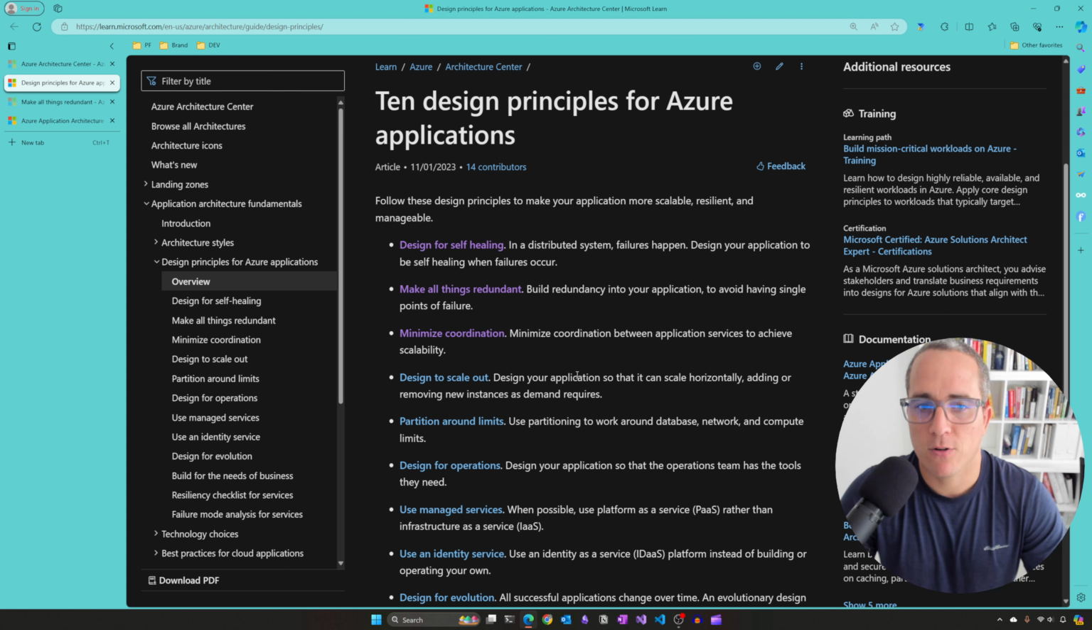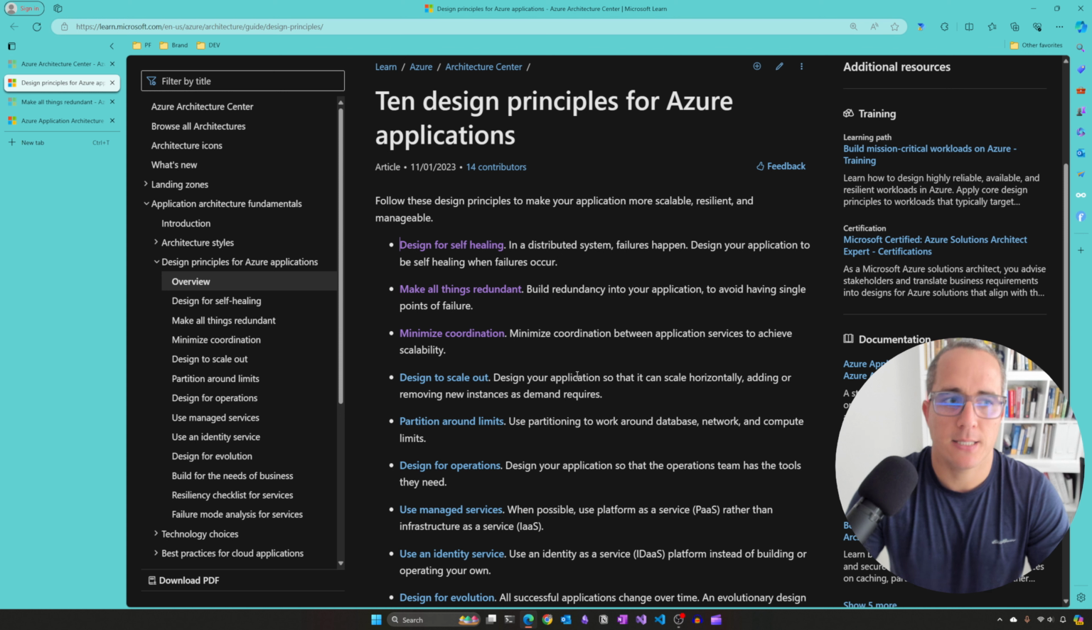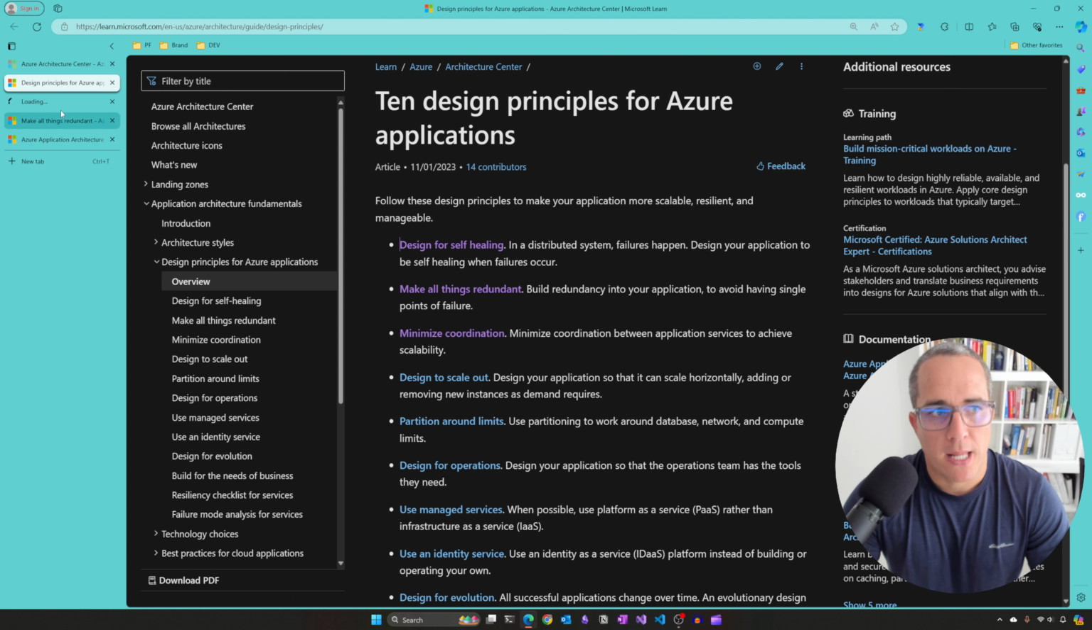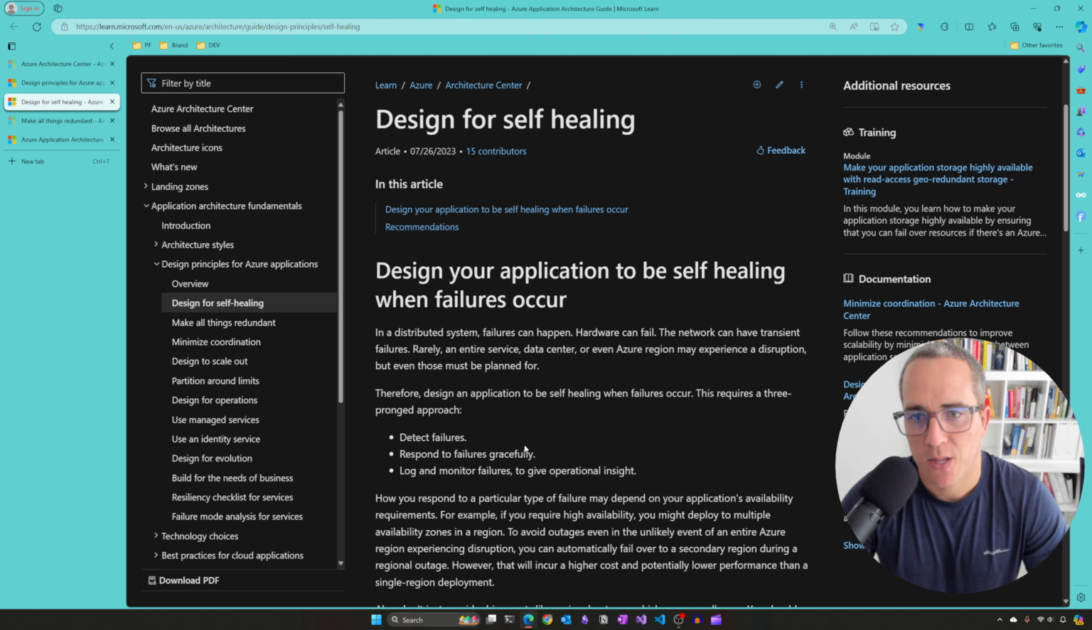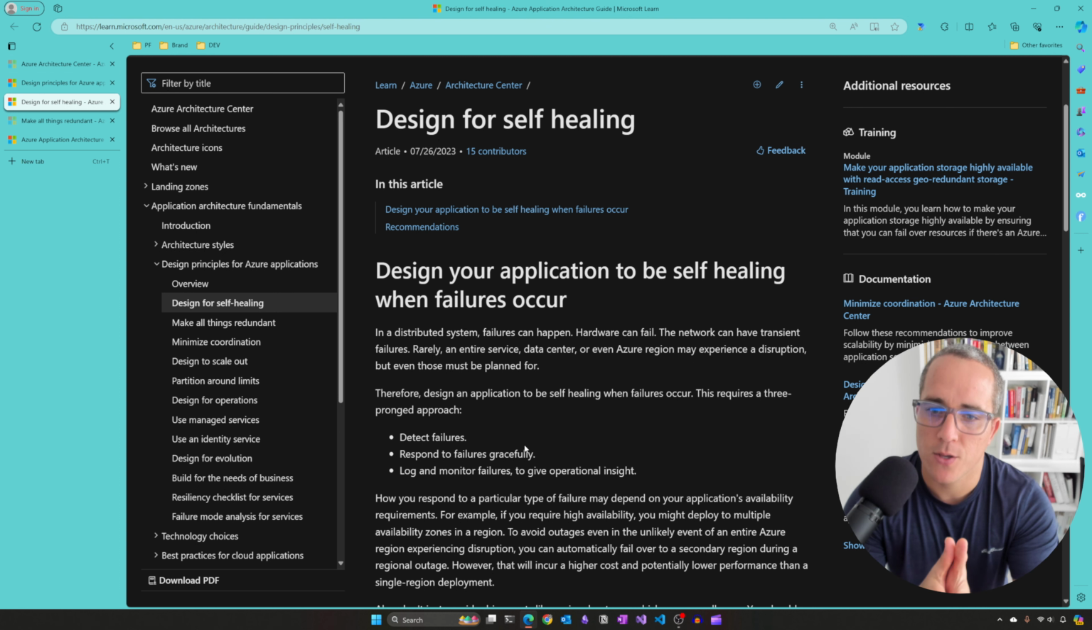Okay, so we are going to talk about designing for self-healing, making all things redundant, and minimizing coordination. The first thing we are going to talk about is design for self-healing. Normally, this principle is to help you respond quickly to failures, right? So to detect failures and to monitor your applications in a way that you can act quickly.